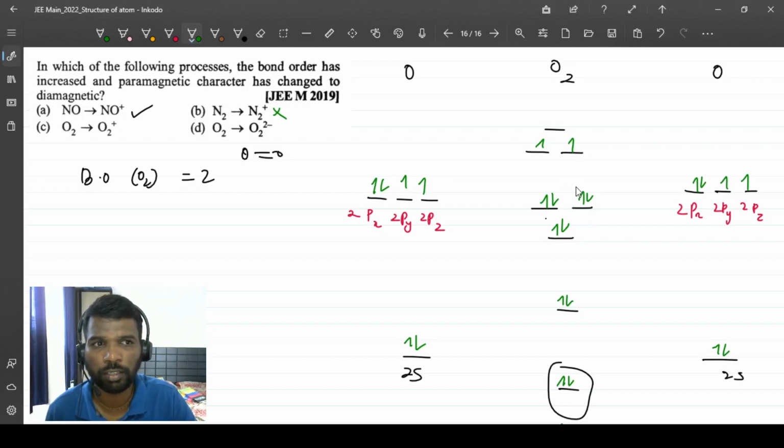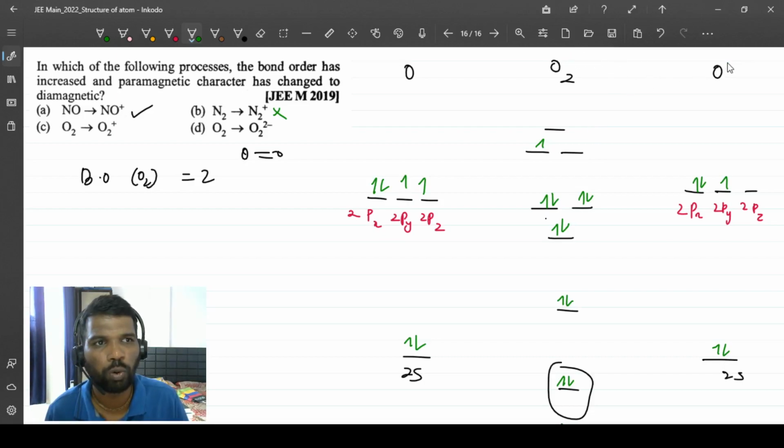If it is diamagnetic, then what will happen? Like if it is NO plus, this will be plus and you will be removing one electron. Paramagnetic behavior is not changing, it is remaining the same. O2 to O2 plus, right? O2 to O2 minus. Now the change is this.